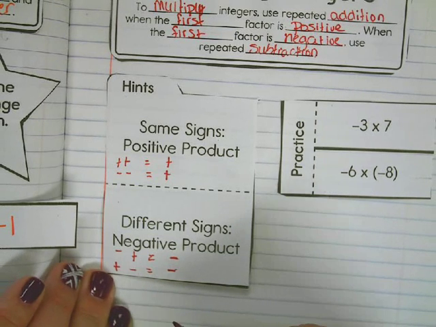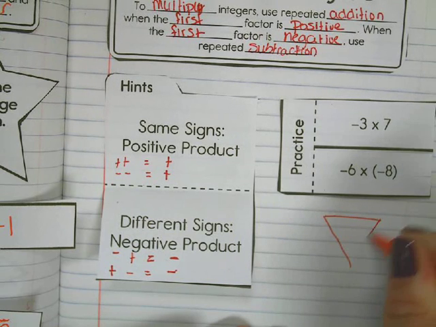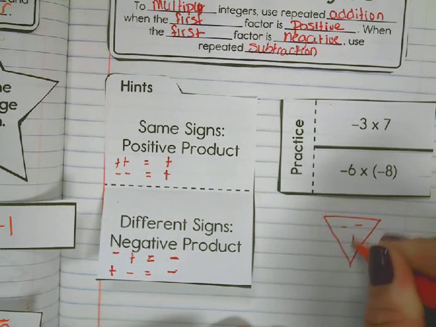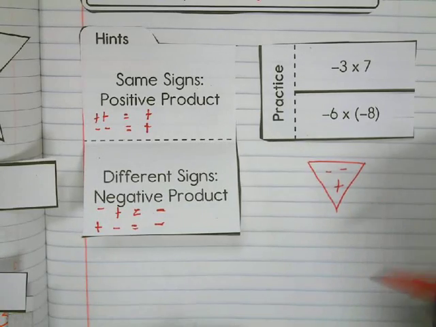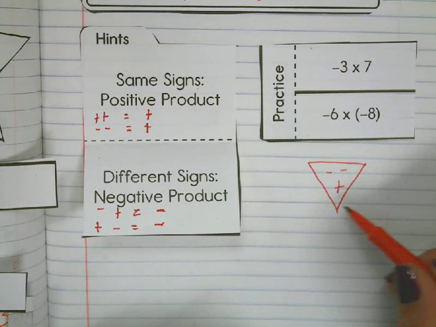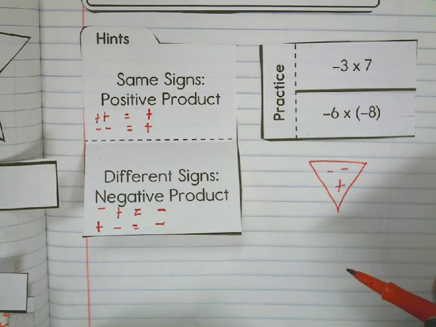Another way you can look at it is using Mr. Multiple Vision. The guy that I just drew up here. Right there, Mr. Multiple Vision. Alright, so let's look at our first problem.